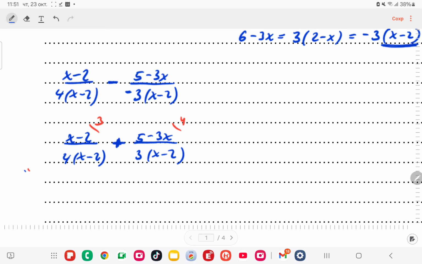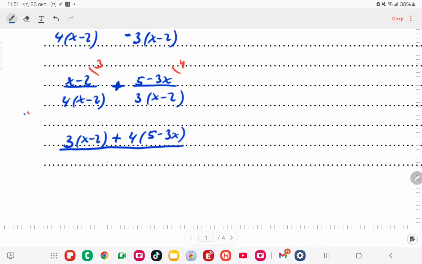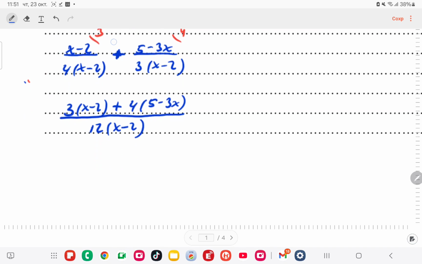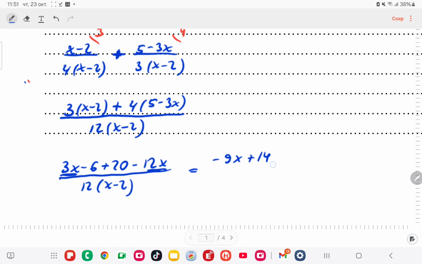And let's multiply. Next step is to multiply, writing in this way, plus everything in the numerator, 5 minus 3x. Okay, so the denominator is 12 times x minus 2. Now time to open the brackets. 3x minus 6 plus 20 minus 12x. In the denominator the same. Now in the numerator we can combine the like terms. It's negative 9x plus 14.